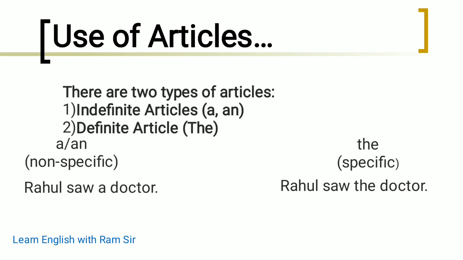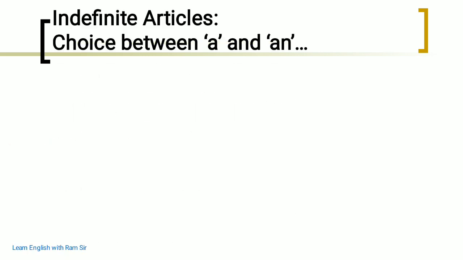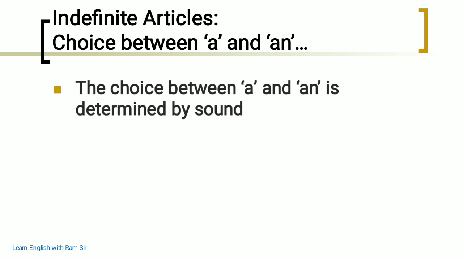So without wasting time, let's move forward and see how to choose between a and an. These are the indefinite articles. Now I'm going to tell you three things. I hope your full attention is here. The choice between a and an is determined by sound. This is not determined by the alphabets. So the choice between a and an is determined by sound.